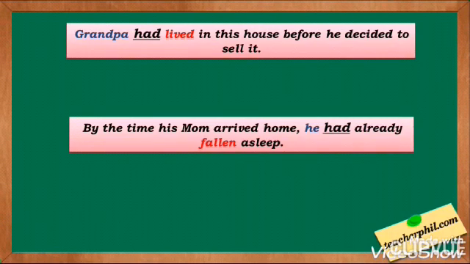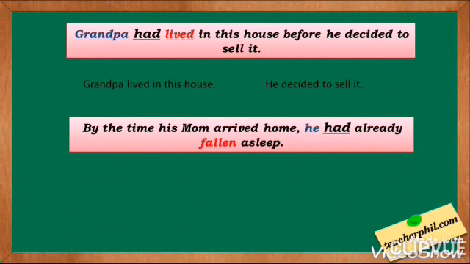Another example, Grandpa had lived in this house before he decided to sell it. Here we have two events. The first one, had lived, and the second one, he decided to sell it. Grandpa lived in this house, this is the first action. He decided to sell it, this is the second action. So the past perfect here will be Grandpa had lived in this house, and the past simple will be he decided to sell it.